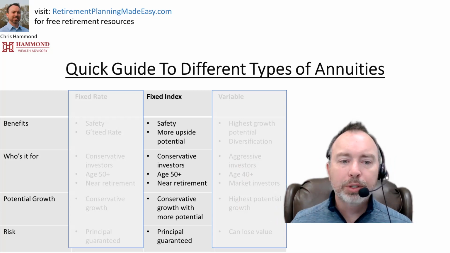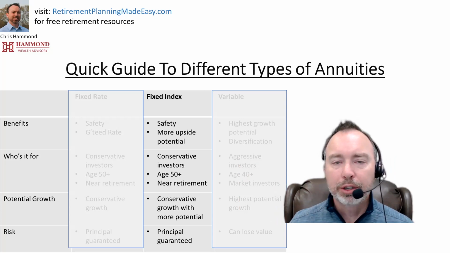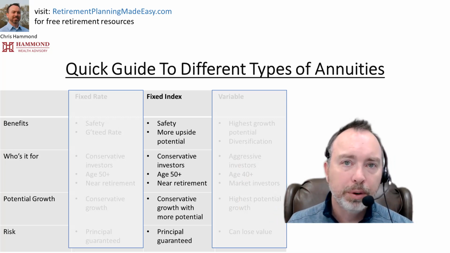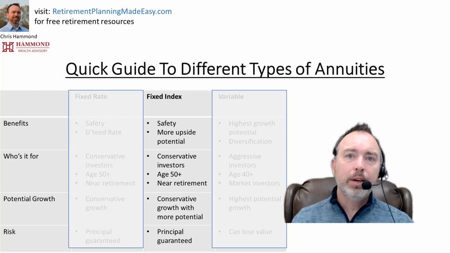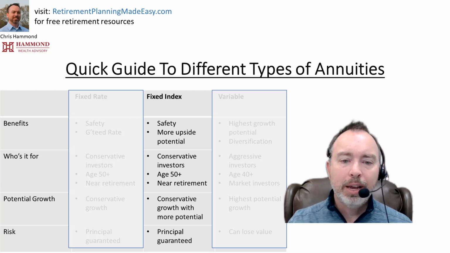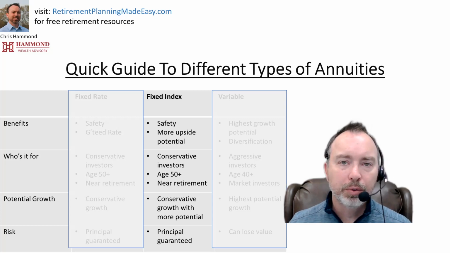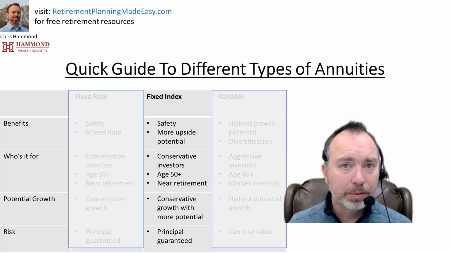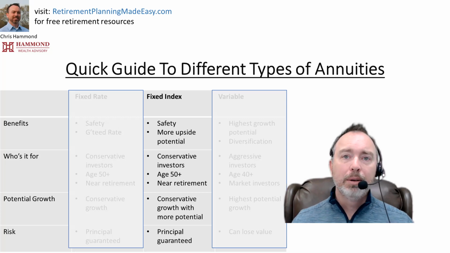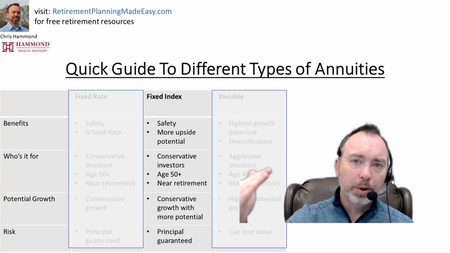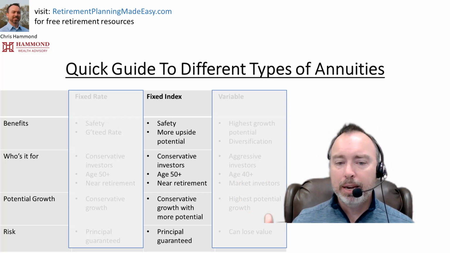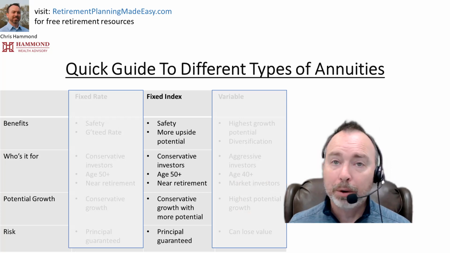Now, who is this for? Well, this is also for conservative investors, or people that have a slice of their pie of their portfolio that they want to be conservative. Again, age 50 plus is a good rule of thumb for these types of accounts as well, just because of that tax deferral nature. And if you pull it out before 59 and a half, you may pay a penalty on the growth of it. So that means you're probably getting nearer to retirement.